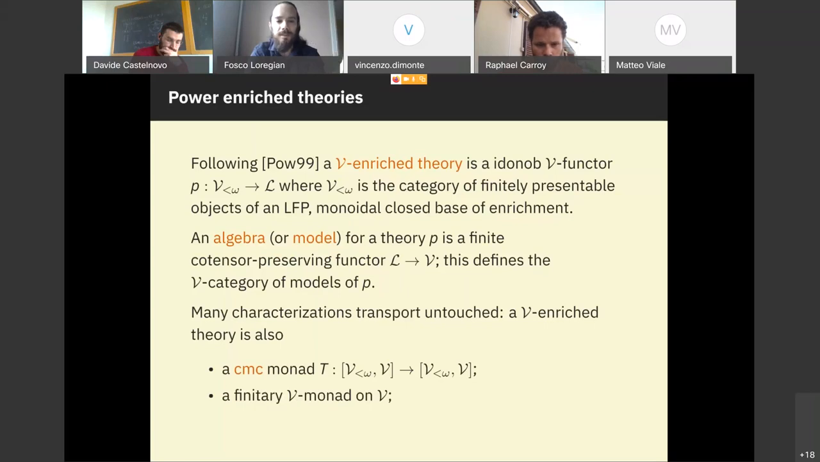So finitary enriched monads, finitary monadic categories enriched over V, are the finitely representable monads over this category of V functors from V less than omega to V that preserve certain monoidal structures and all colimits. You really see that there is nothing specific about the category of sets in Lawvere's functorial semantics.